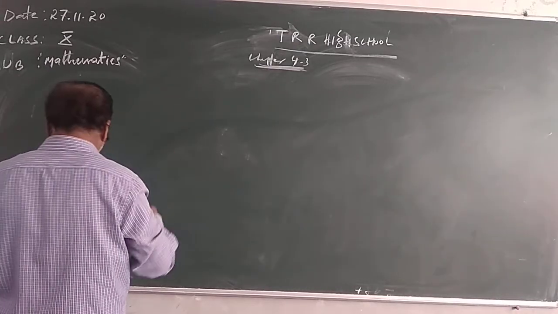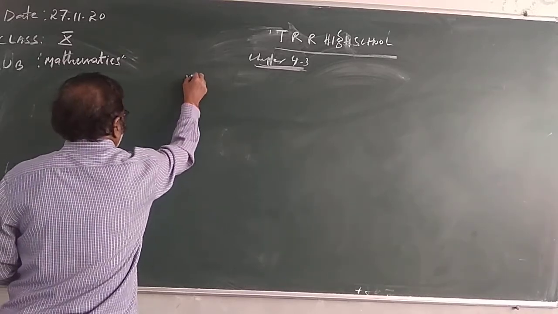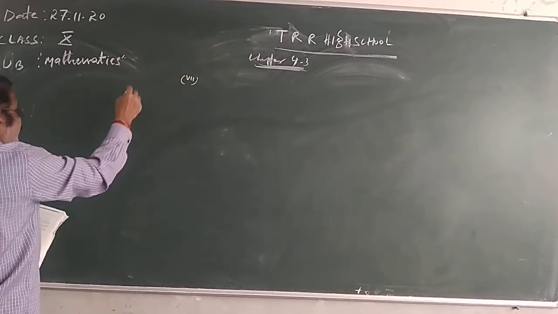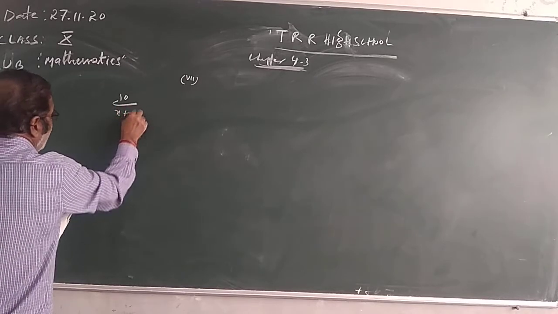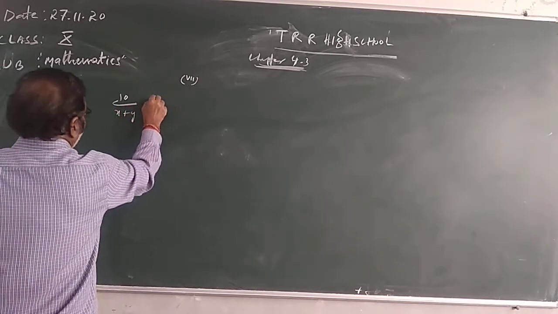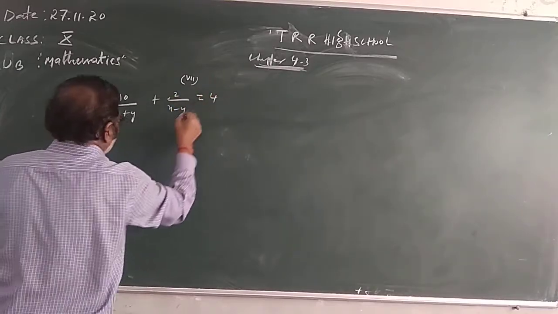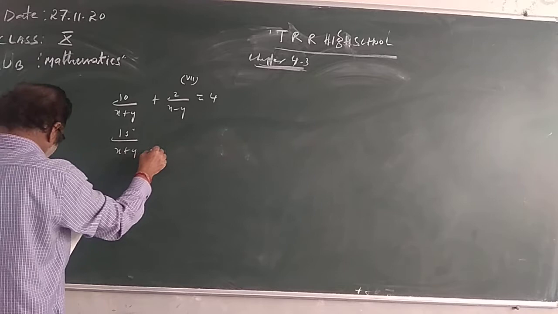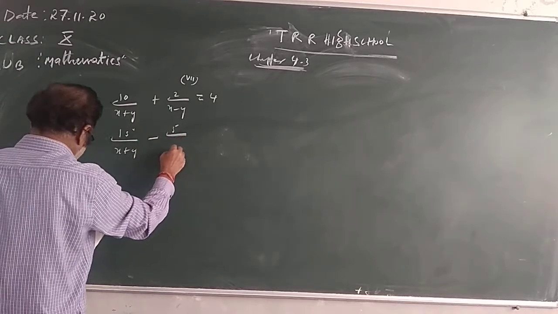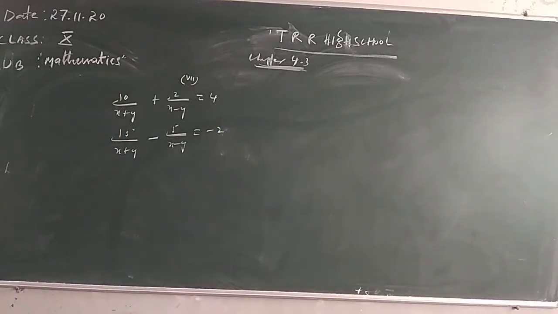Solve exercise 4.3, 7th bit. Can you solve this? 10 by x plus y plus 2 by x minus y is equal to 4. 15 by x plus y minus 5 by x minus y equal to minus 1. So this is reducible into a linear pair of equations.